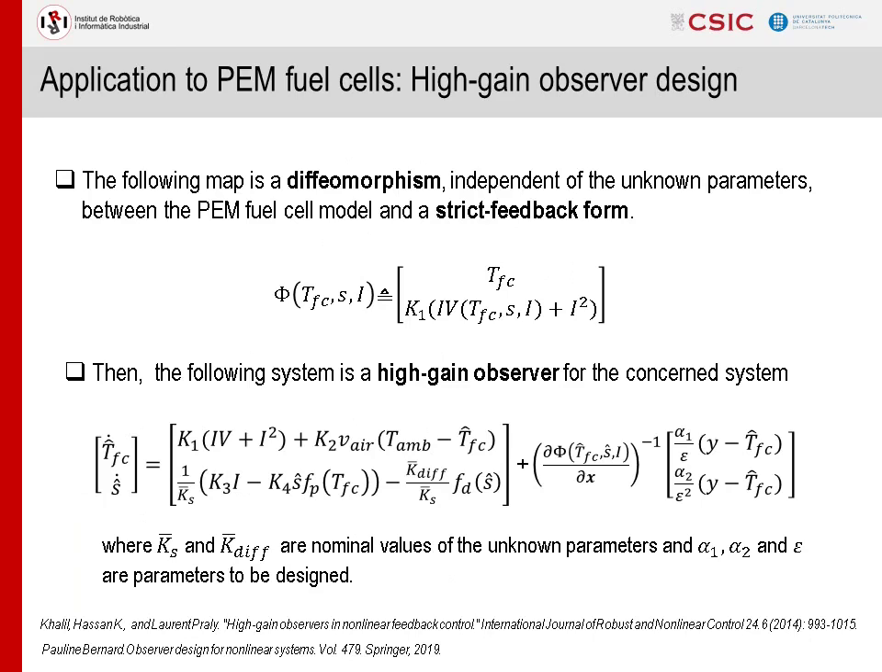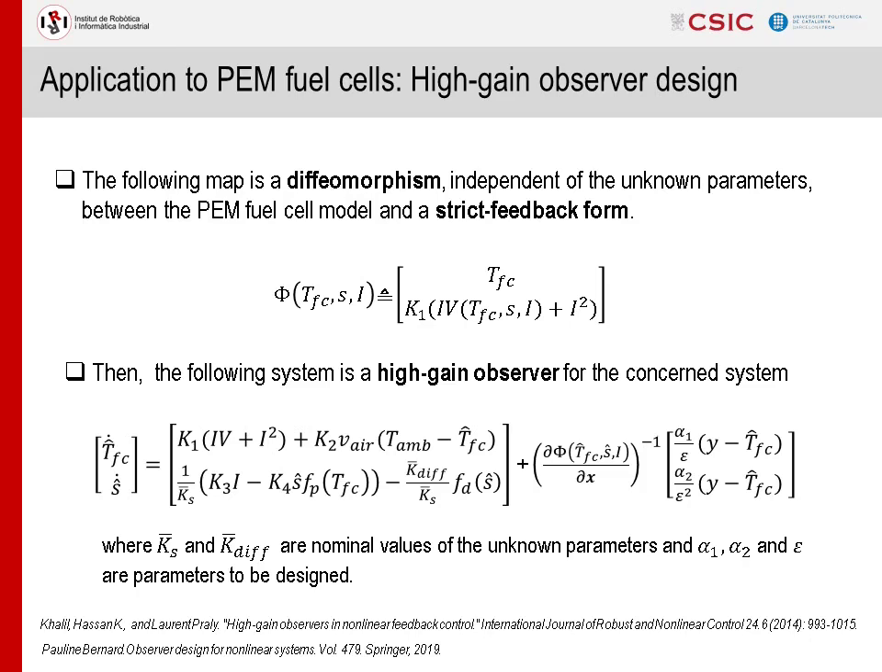Taking into account this observability analysis, it is possible to show that the following map is a diffeomorphism between the fuel cell model and a strict feedback form, in which a standard high-gain observer can be implemented. Specifically, a high-gain observer is a copy of the concerned fuel cell model plus an output injection term multiplied by the inverse of the Jacobian of the proposed map.